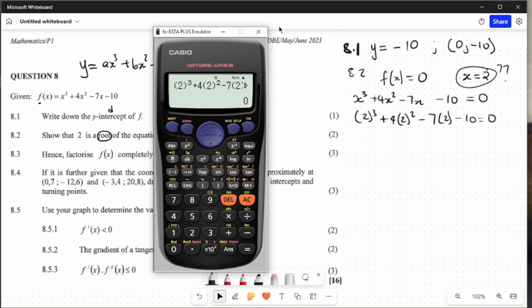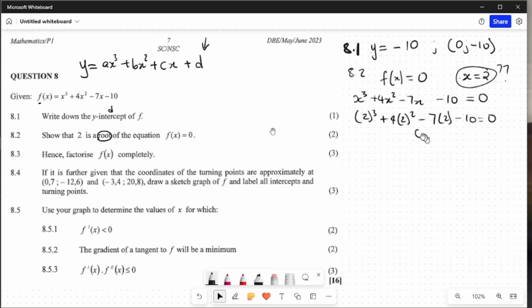As you can see, this is going to give you 0, which is equal to 0. So all you had to do here was to substitute, and then this will equal 0. You get your mark.